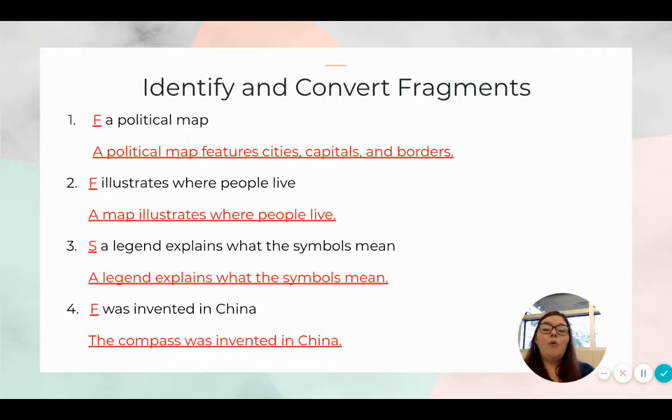So you'll see number one, it simply says a political map, so that's a fragment. That could be corrected to a political map features cities, capitals, and borders. If you look down at number 3, that's an example where I've given my students a sentence, but you notice I don't start that sentence with a capital letter and I do not add punctuation at the end. I don't want to give them any hints. I truly want to see what they know.